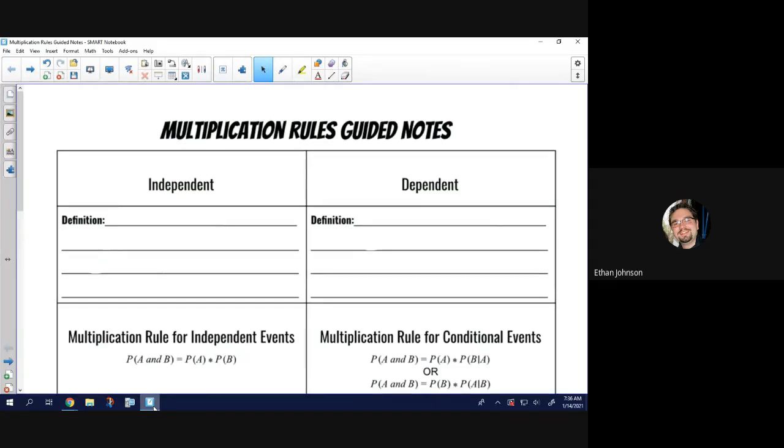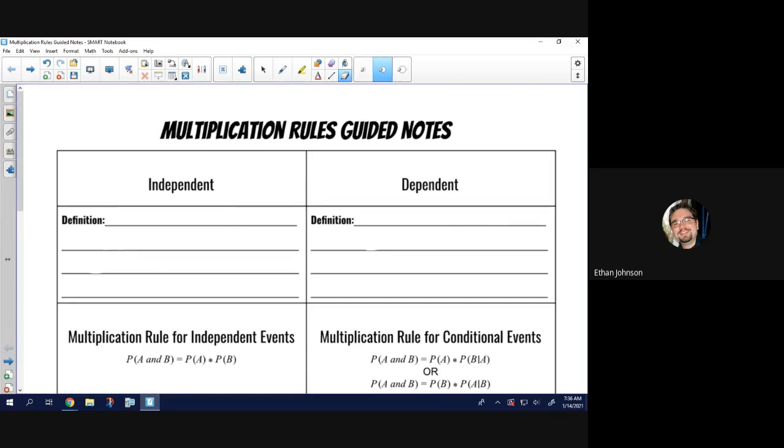We are starting now Unit 5. Unit 5 is part of these compound events. In other words, two or more things happening at the same time. And all of Unit 5 can be summed up with multiplication rules.